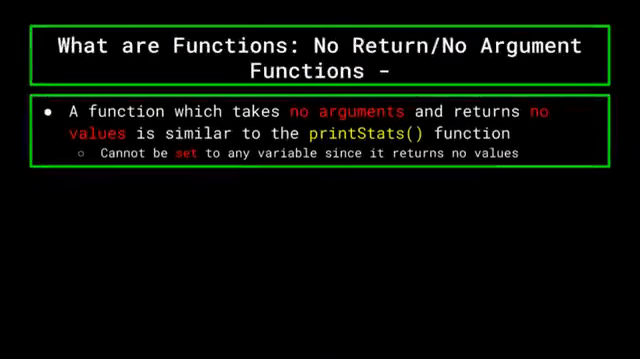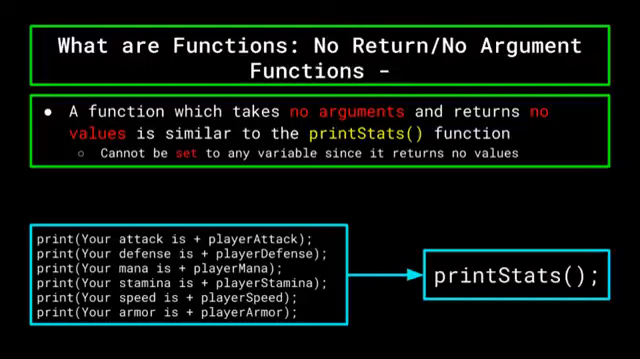The last type of function is one that does not return anything, and these are known as void functions. Oftentimes, these are like the print_stats functions that we created earlier, simply used to condense large amounts of print statements that appear often in your code. These cannot be set to variables, since they don't return anything, and just get the code that's within them run through.